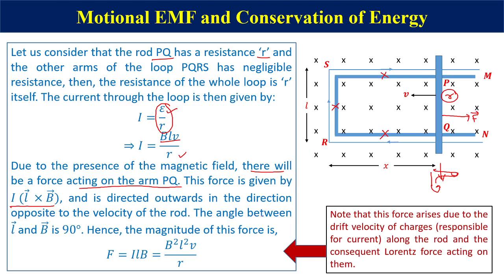Therefore, by the way, the angle between the length vector and the magnetic field vector is 90 degrees. This is quite clear from this figure, and hence the magnitude of this force is given by F is equal to ILB. This is according to the previous derivation that we did: L cross B, you break it apart into LB sine theta. Theta is 90 degrees, so sine 90 is equal to 1. This becomes ILB. Now the expression of I is equal to BLv by R. So if you put it, you will get B square L square v upon R.